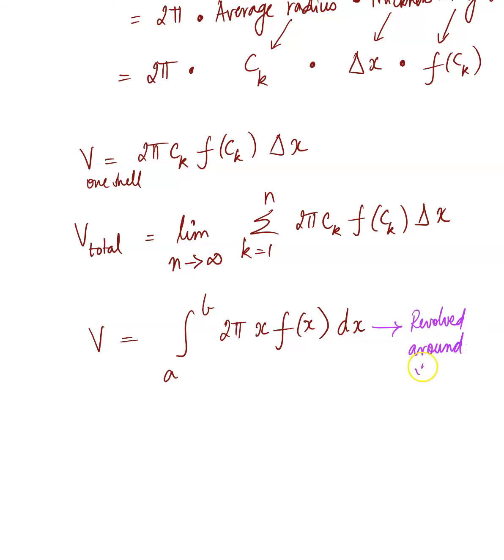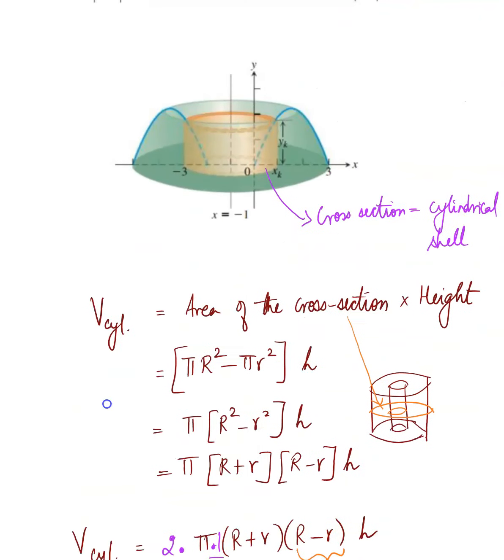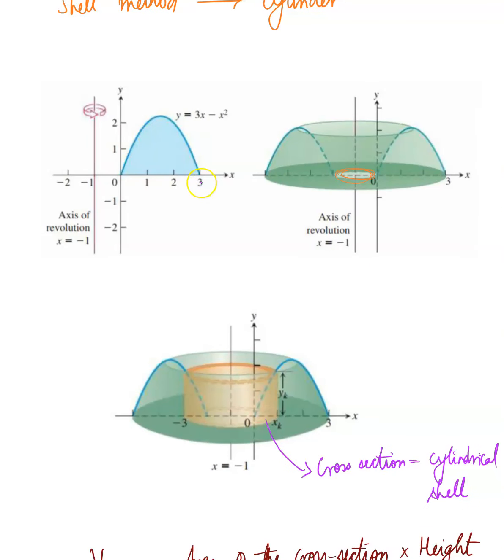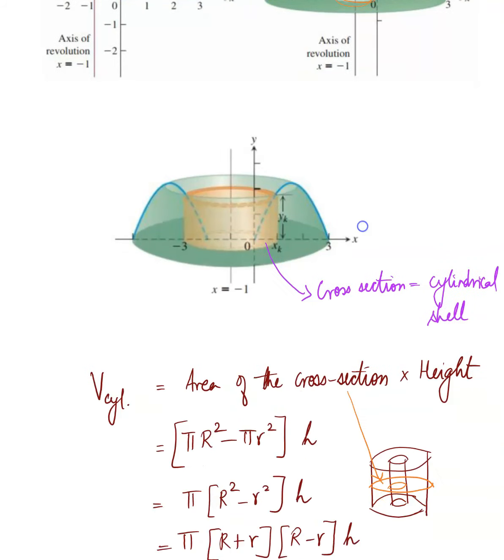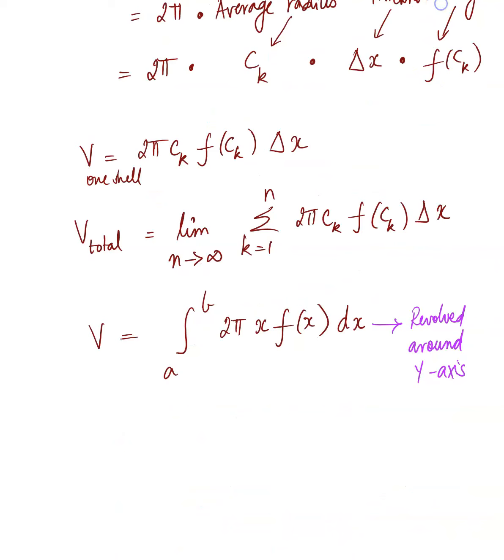This is interesting because if you come back here to this diagram, see here, we are going about the y-axis, so we are staying horizontal, we are sitting on the x-axis. Can you see that? The cylinder is sitting on the x-axis, even though we're rotating about a vertical axis. That's why it's written with respect to x, even though we're revolving around the y-axis, because the shell is sitting horizontally on the x-axis. And so it will be the other way around.